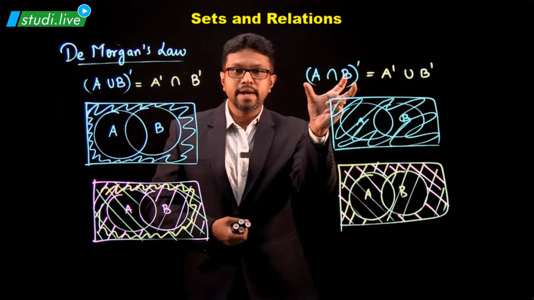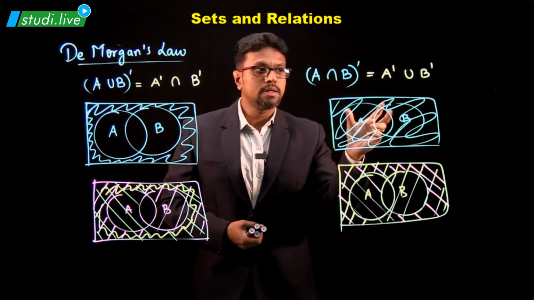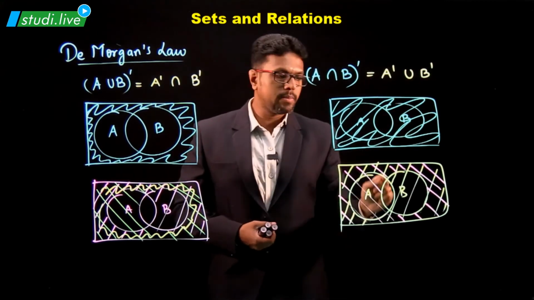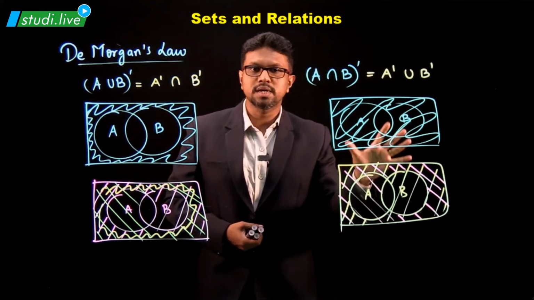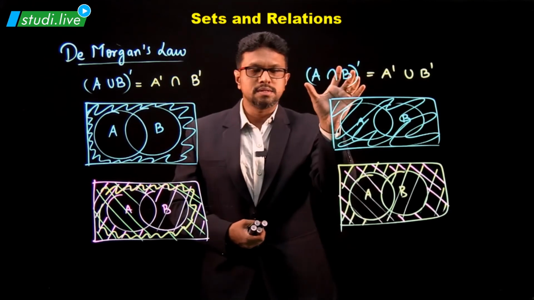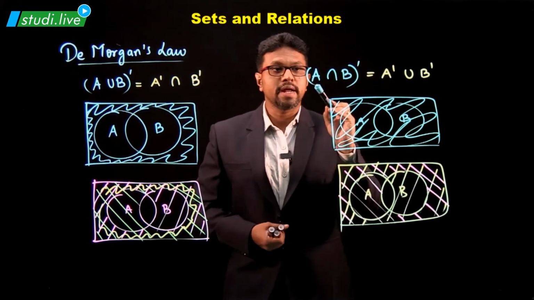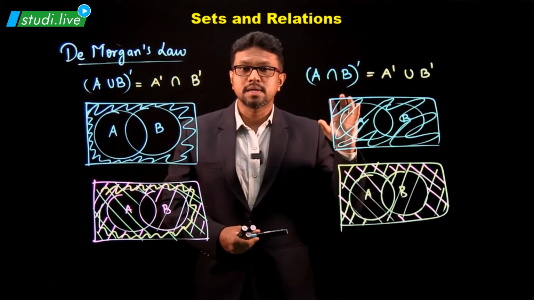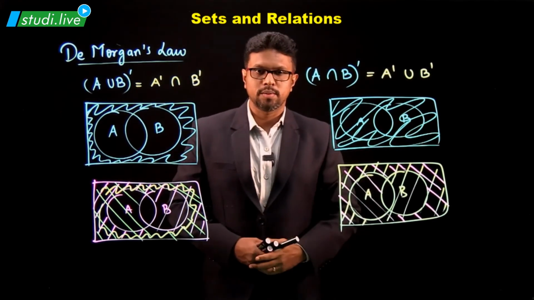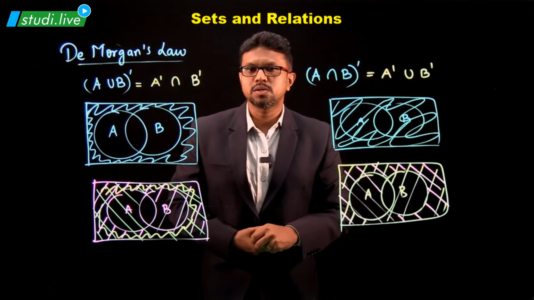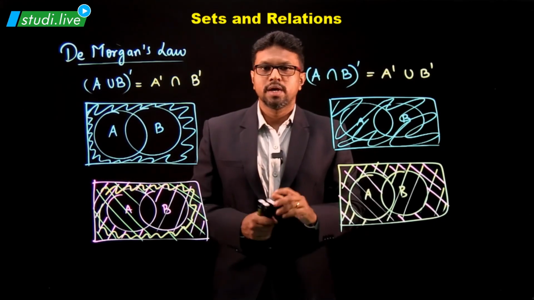So what is A intersection B the whole complement? You can see it is A complement union B complement. You can see these two regions are giving the same answer. This set and the other set give the same Venn diagram. So that is why A intersection B the whole complement is A complement union B complement. So this is just a representation of De Morgan's law in Venn diagrams.